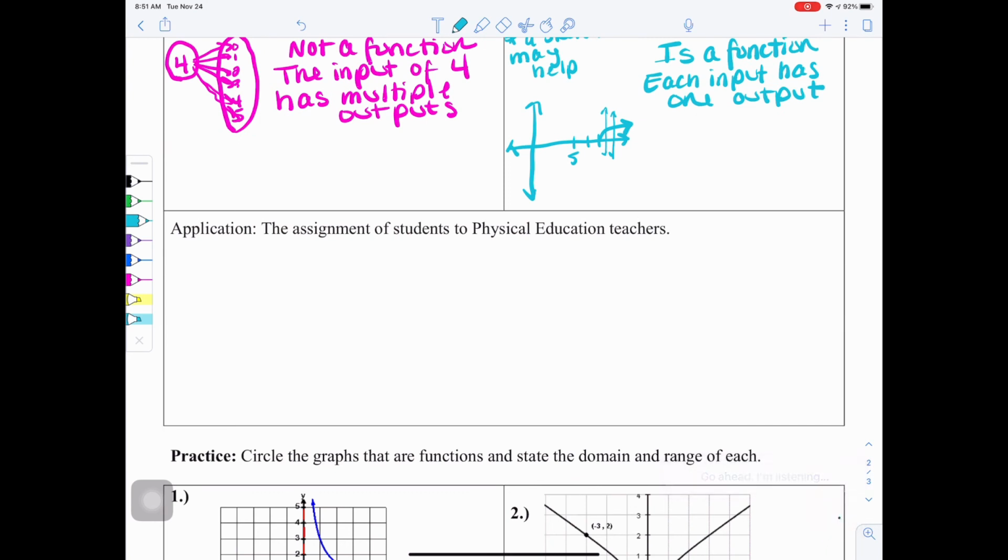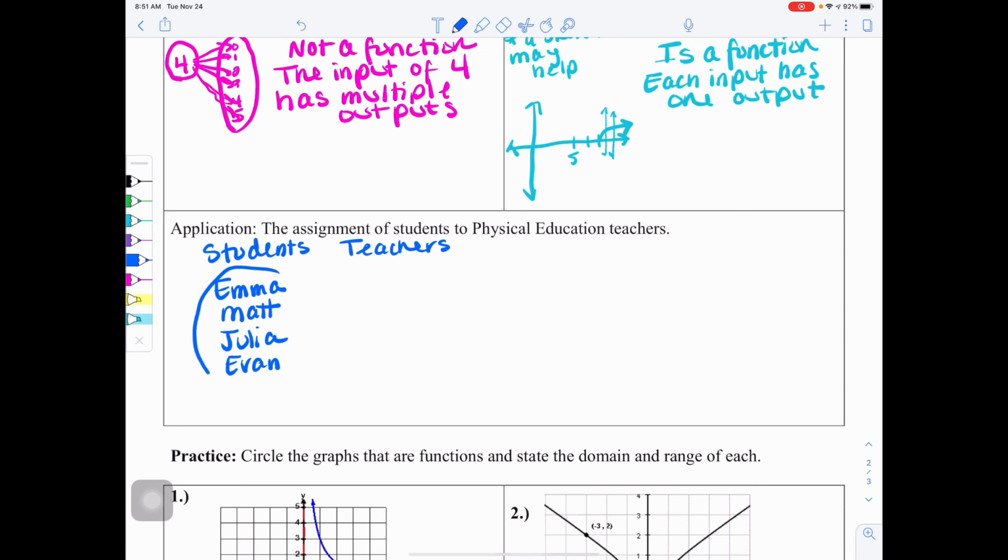Okay, so now let's look at an application question. The assignment of students to physical education teachers. Okay, so our input is students. Our output is the teacher they're assigned for PE, so the teachers. So for example, let's put Emma. Let's put Matt, Julia, and Evan. These are just 4 random student names.